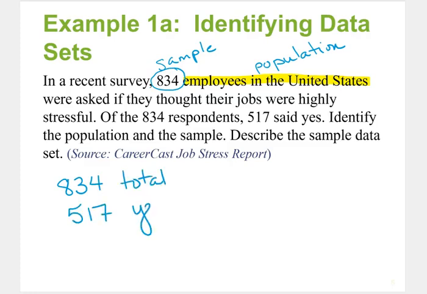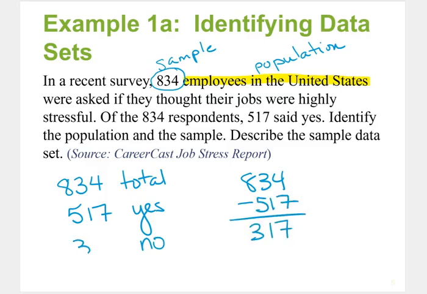517 of those people said yes. Okay, so how many people said no? How many people didn't think that their jobs were highly stressful? Very simple, right? Just take 834, the total, subtract the number of yeses, and you will get your no's, which are 317. So there were 317 no's.